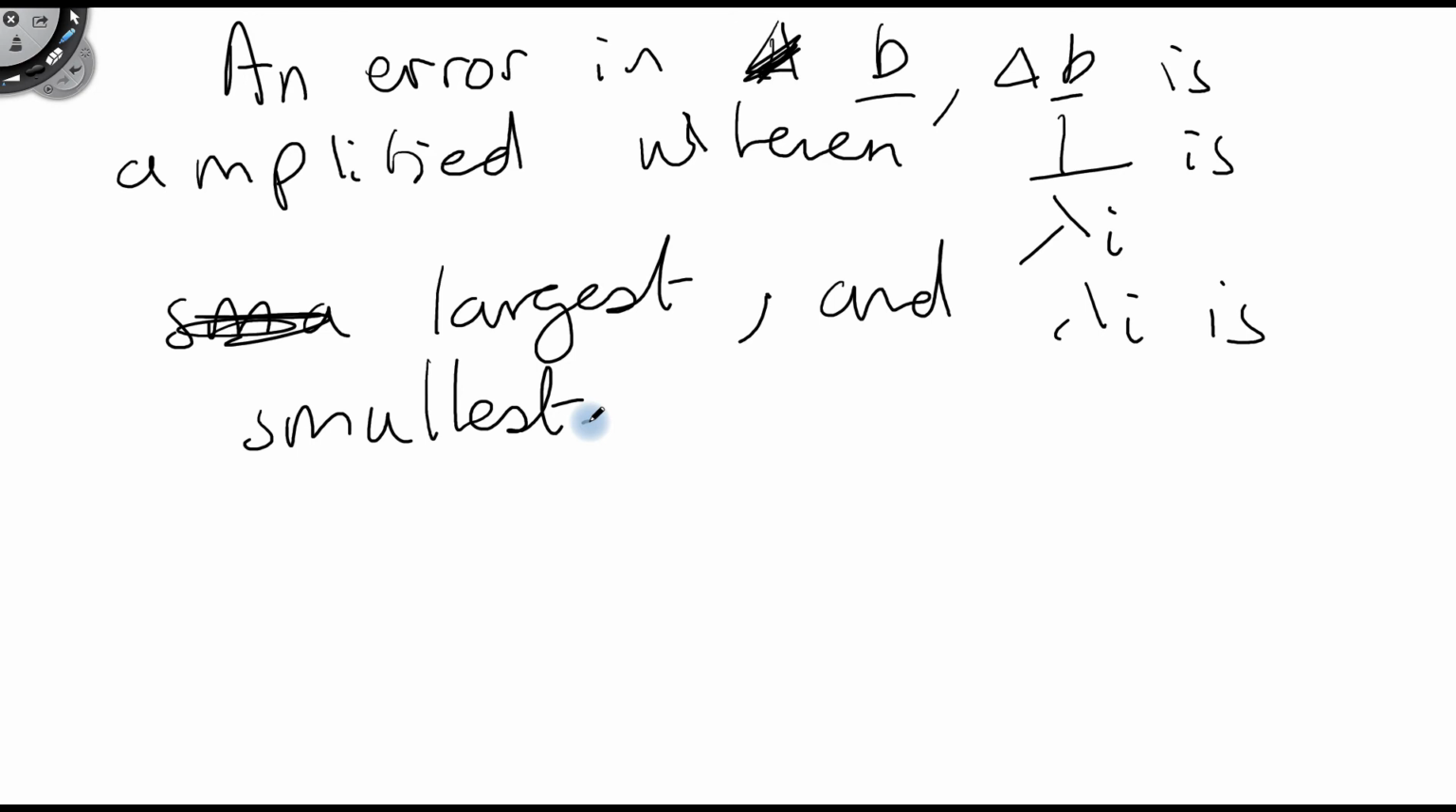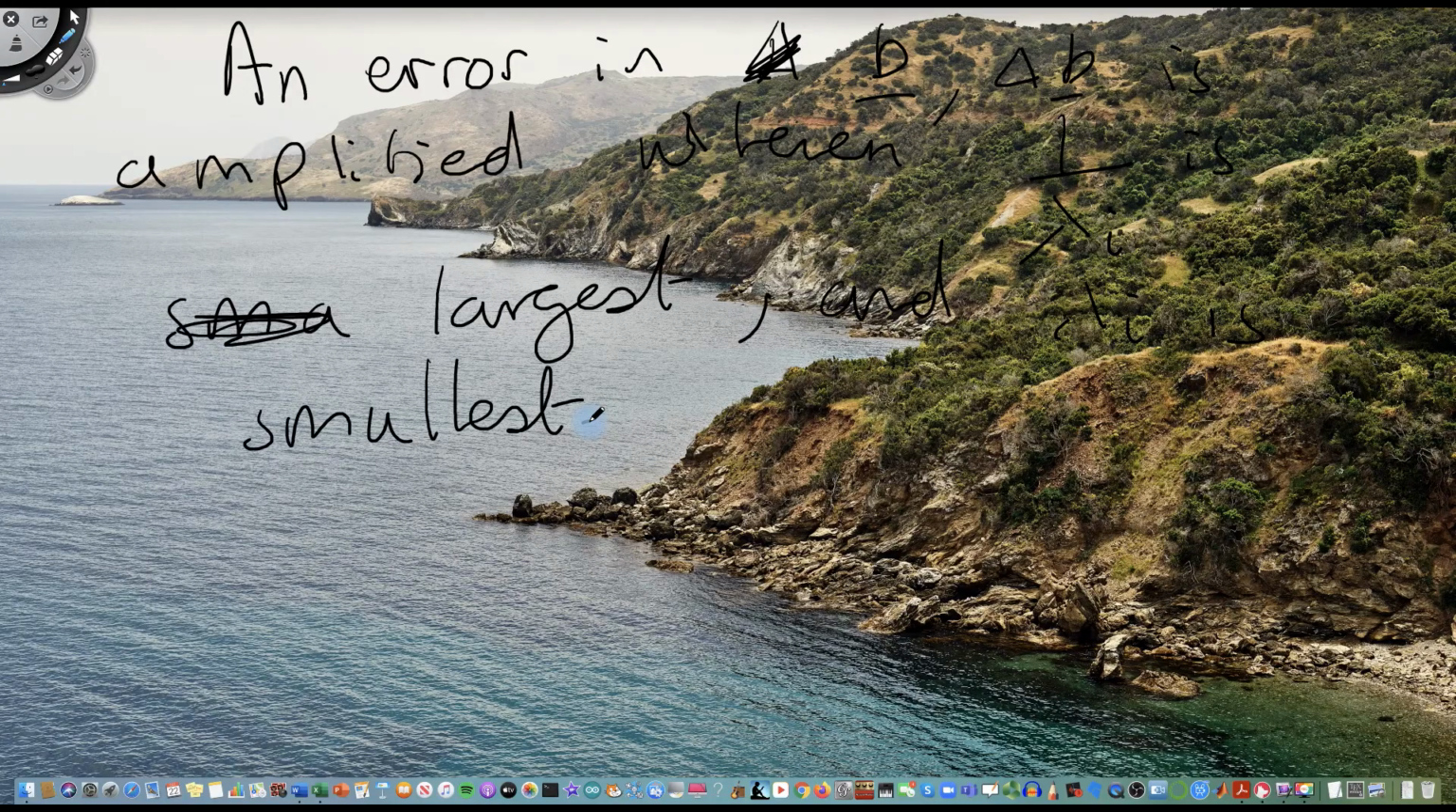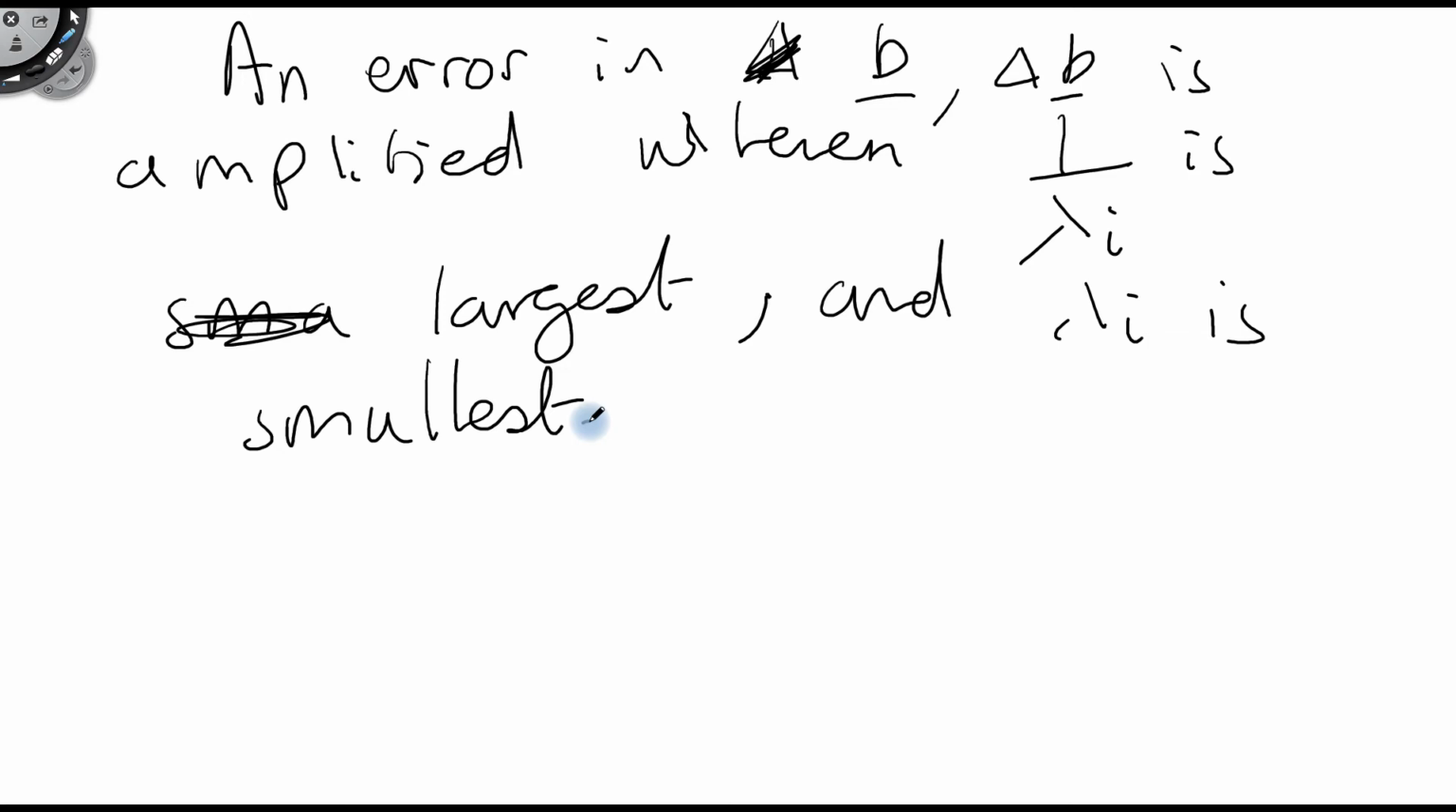Let me just keep an eye on the time. We've got 5 minutes. So let's now fold this into a number, which is going to be called the condition number, now that we've got the principles in place.